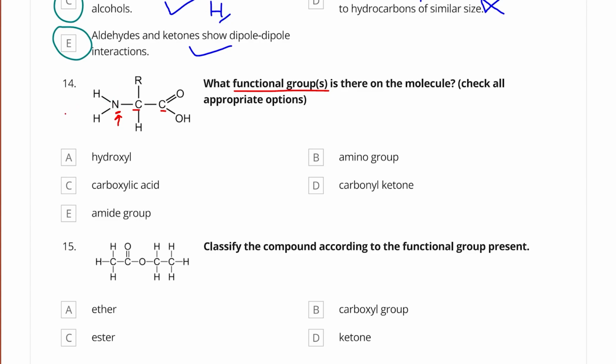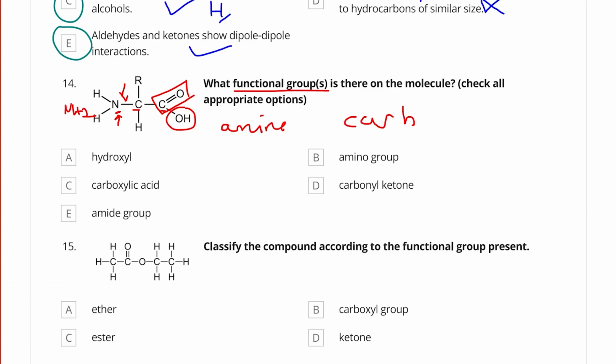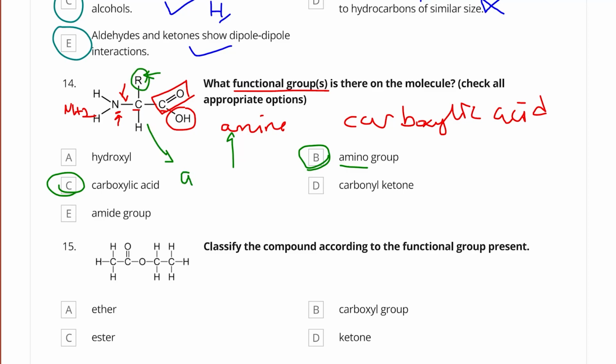And as you see, this is an NH2 attached to a carbon with a single bond, which makes it an amine. We have an amine. And here we have the famous carbonyl group with a hydroxyl, which makes it a carboxyl, a carboxylic acid. And we have the answer, carboxylic acid and the amine functional group, whose prefix name is amino, B and C. By the way, look here, this is the R group, a variable group. This is the general structure of an amino acid.